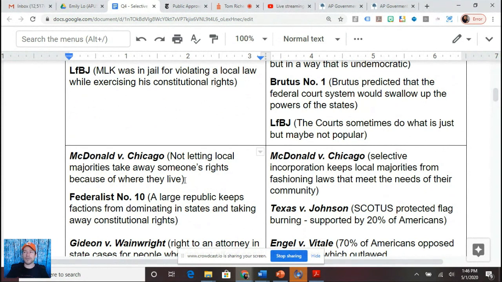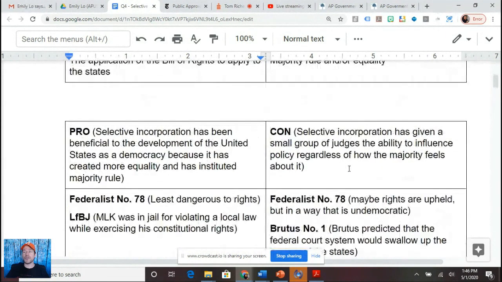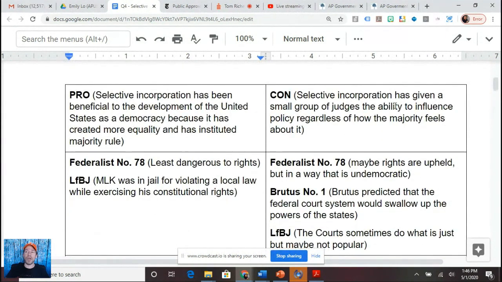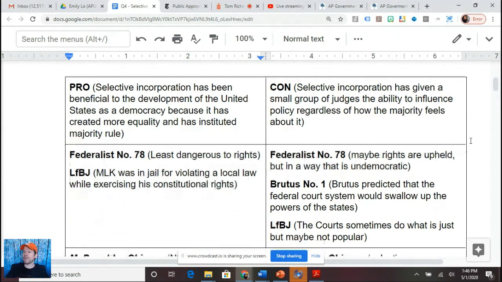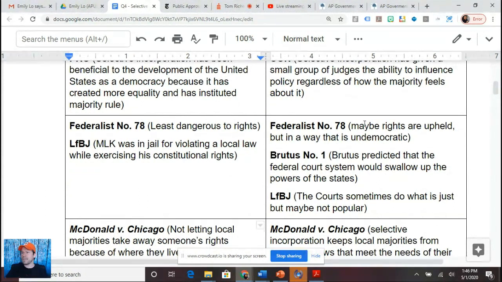Okay, so just because someone lives in Chicago doesn't mean that they would be denied their Second Amendment rights. Now, we could also say that selective incorporation keeps local majorities from fashioning laws that meet the needs of their community. Our argument here would be based on federalism. Okay, so selective incorporation has given a small group of judges the ability to influence policy regardless of how the majority feels about it. So when we look at Federalist number 78, maybe rights are upheld, but in a way that is undemocratic.